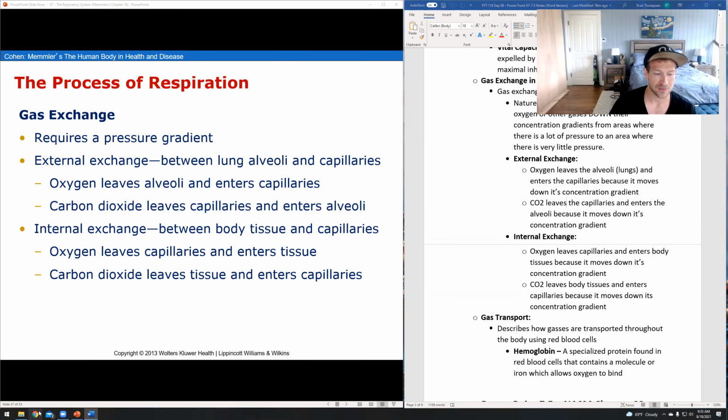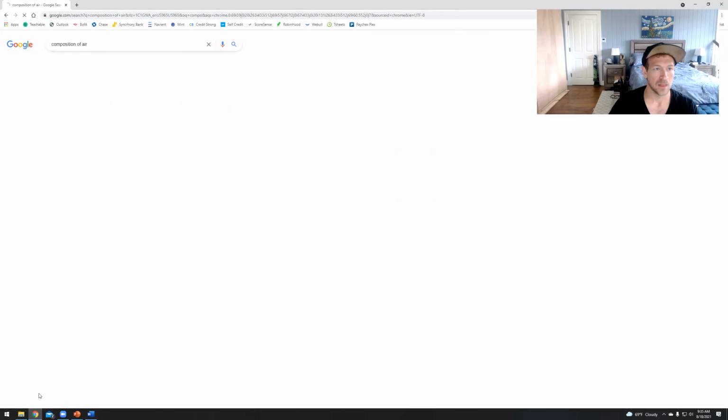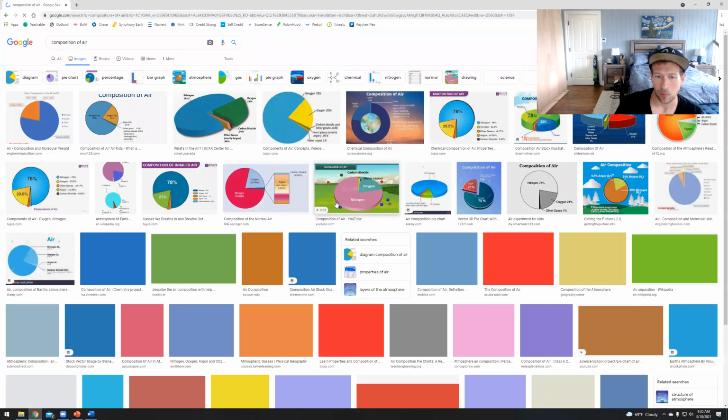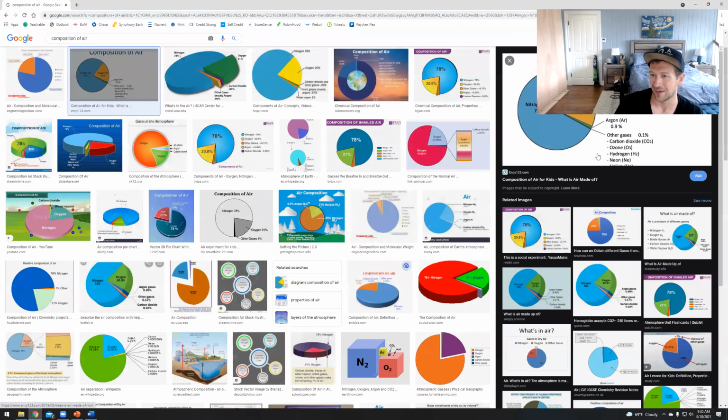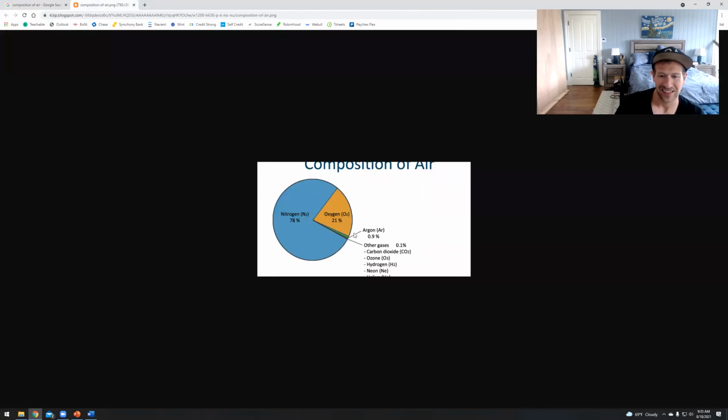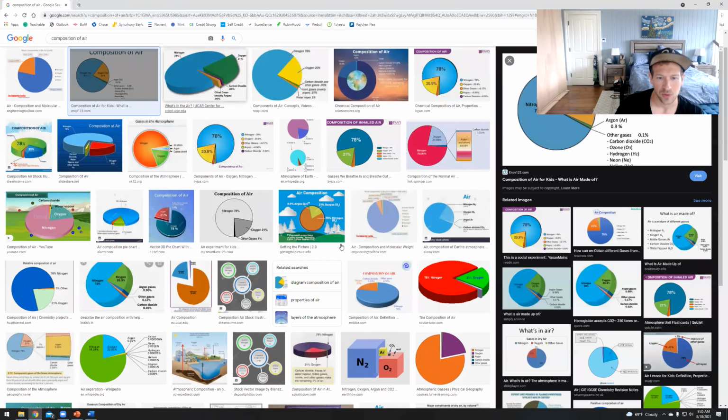Remember, look at our atmosphere. Like I said, only about 0.04% of it is CO2. Look at this thing. Oh, hold on. Where's the one I pulled up a second ago? Ah, there it is.